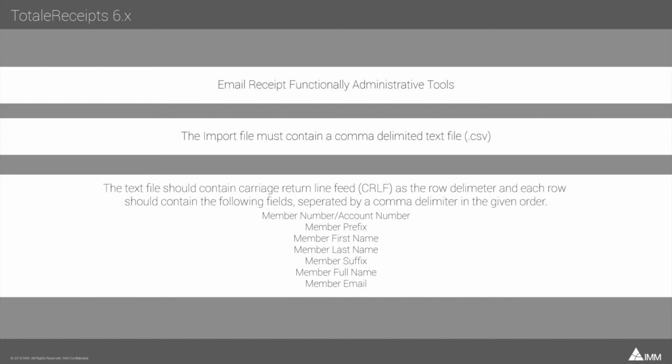member number, account number, member prefix, member first name, last name, suffix, full name, and email. And if you don't have all of this information, that's fine. The account/member number, the first name, last name, and the email, of course, would be necessary for this. Each field is enclosed in quotes and variable in length. In situations where a member number has multiple members associated with it, then the text file would contain multiple rows with the same member number but a different member name and email. The end of the file will be identified by a blank row. The text file is imported into the TER server database table.